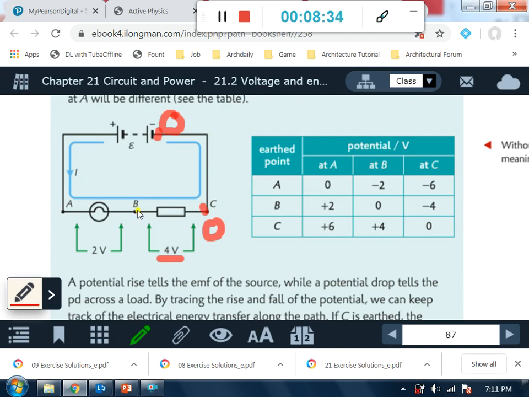The current should be moving from B to C. The flow should be like that. It means that B should be higher in potential than C, and how much higher will be 4 volts. Then what will happen? C is 0, B is higher than 0 by 4 volts, so B should be 4 volts. Similarly, A is higher than B by 2 volts, B is 4, so A should be 6. Using this method, you can find that the EMF should be 6 and 0, the difference between them. Then the answer should be 6 volts.